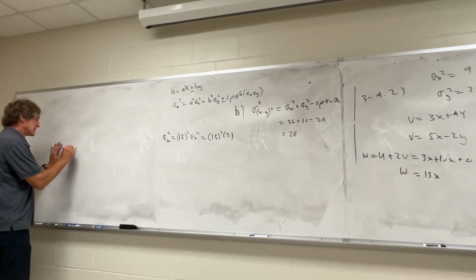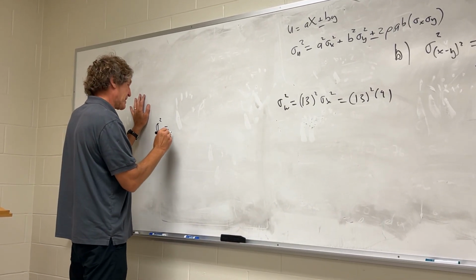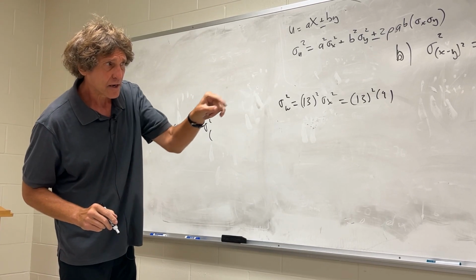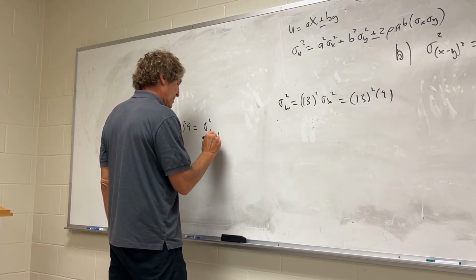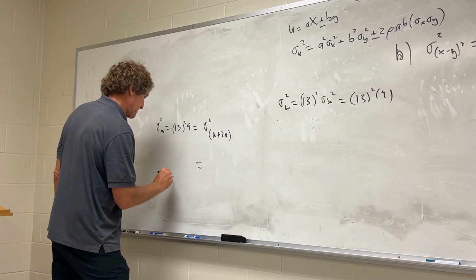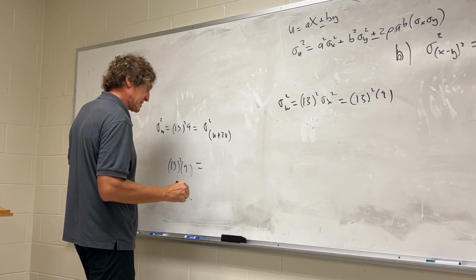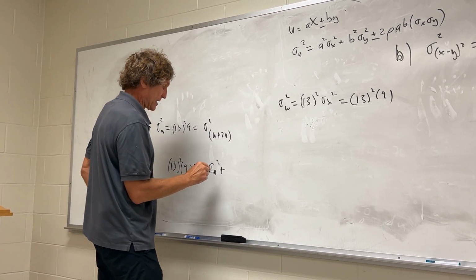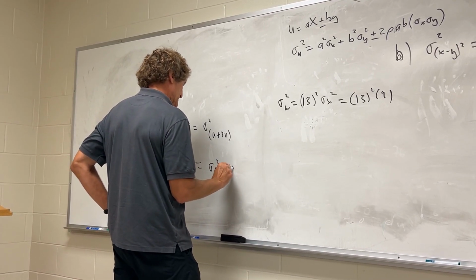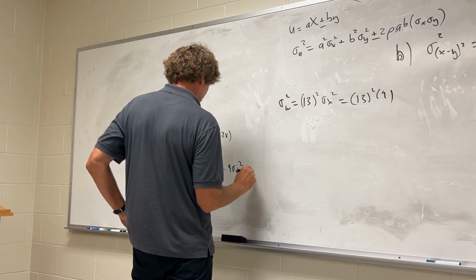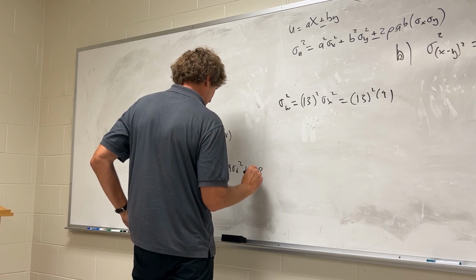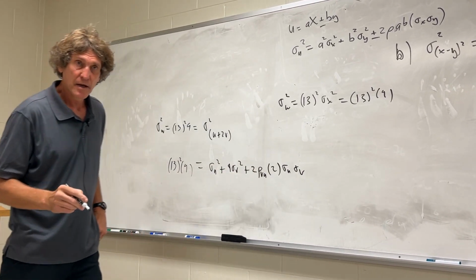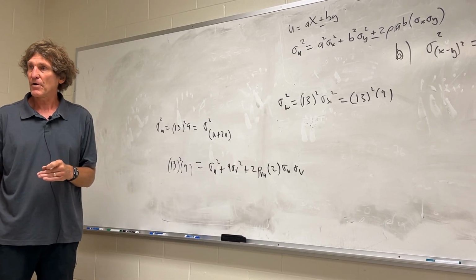I can say that sigma squared of w is equal to 13 squared times 9, and that's the same thing as sigma squared of u plus 2v, correct? And that will be equal to 13 squared times 9, and this is going to be sigma u squared plus, because that's 2v, 4 sigma v squared, plus 2 times rho vu times 2 times sigma u sigma v. Do y'all follow me? And again, I had to take that coefficient 2 there because there's a 2v. Do y'all follow me, class?